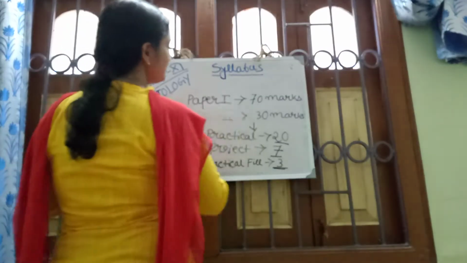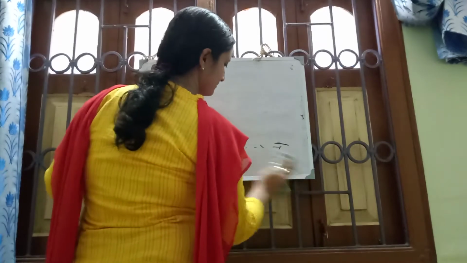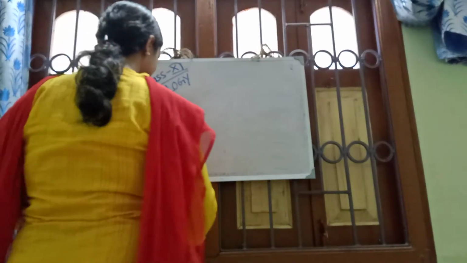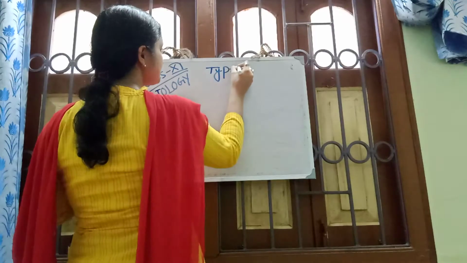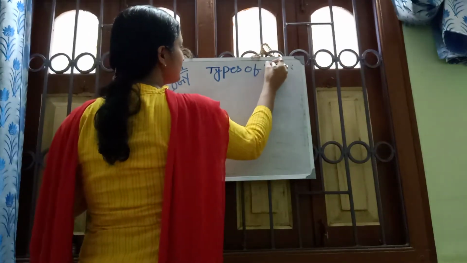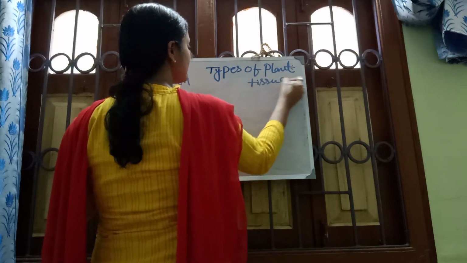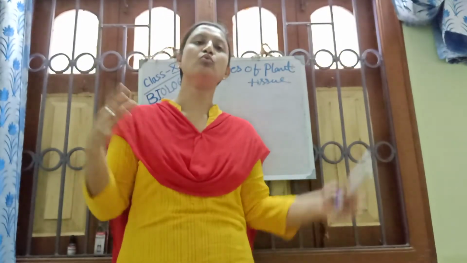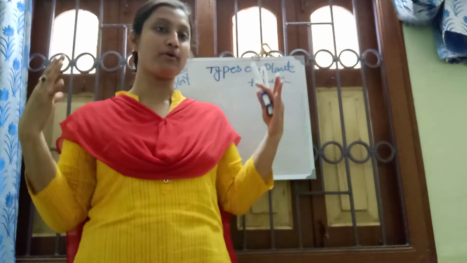Types of plant tissue. Actually, what is tissue? Tissue you already know: a group of cells to form a tissue. A group of cells having common origin to form tissue.